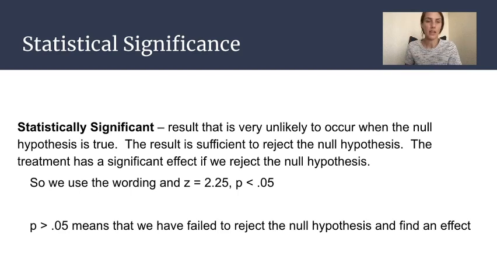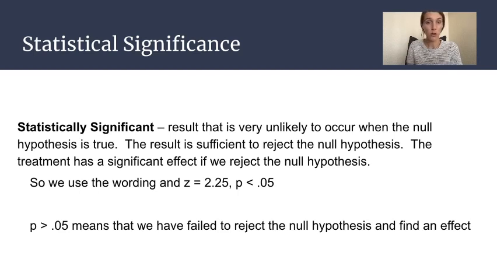All right, and then I have an example of wording here. We would say something like, we found a z equal to 2.25, and the p-value, or the alpha level, or the level of significance, is less than 0.05. Okay, so again, we'll do plenty of practice with this shortly here. The alternative, p being greater than 0.05, means that we failed to reject the null hypothesis and did not find an effect. So I'll show you how we do this by hand, and then SPSS will kind of take the reins from us at a point here and do some more complicated number crunching for us.